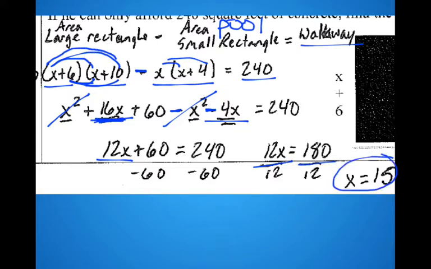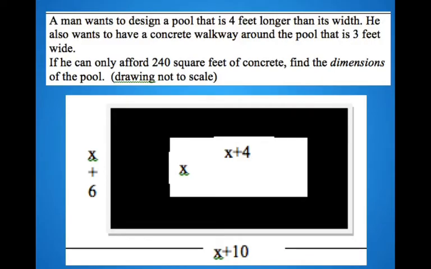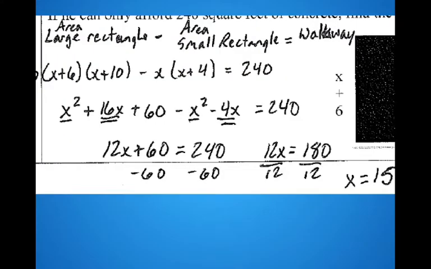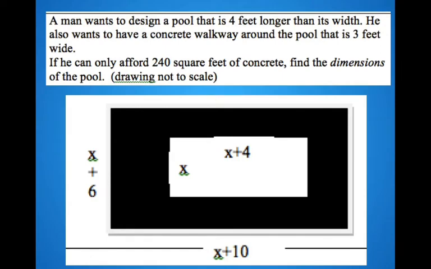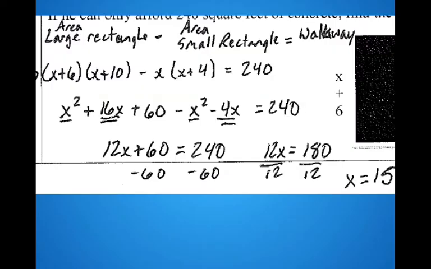If you go back to the picture, you can see that 15 is the width right here of the pool, so that's going to be 15. And then this one is 15 plus 4, so that's where we're going to get the length of 19. So the pool dimension should be 15 by 19. Hopefully that makes sense.